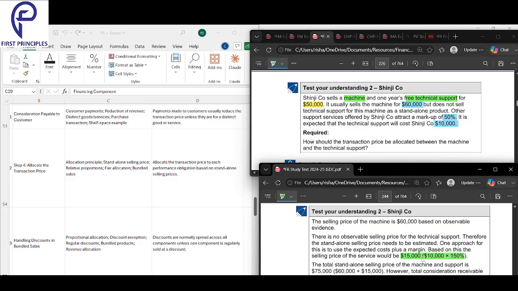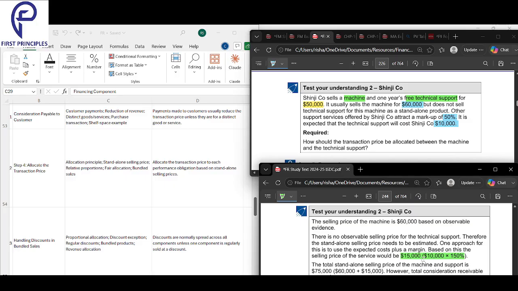So first, did we find the standalone selling price of both? Did we understand that? The standalone selling price of the machine is given as 60,000, but the standalone price of technical support is not given. But they told us that this company puts a 50% markup. So if the cost is 10,000 and a 50% markup, it would be 15,000. For the machine, the standalone selling price is 60, and for the technical support, it is 15. So we found the standalone selling price. Now we just have to allocate the 50,000 between the two. First, you have to find the standalone selling price of both. Of the machine it is already given, and of technical support we have found out now.